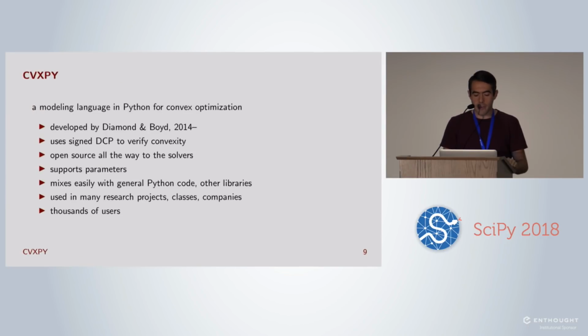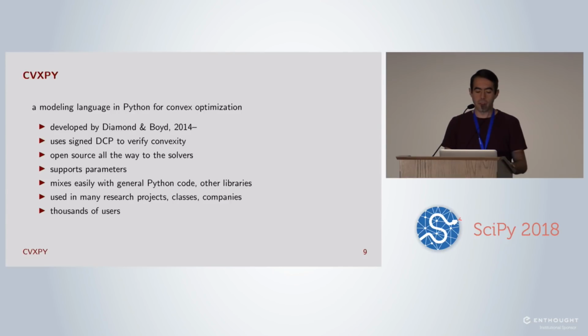Well, let me talk now about CVXPY itself. So CVXPY is a modeling language developed in Python for convex optimization. I started it about 4 years ago when I first started working with Stephen Boyd. It uses disciplined convex programming as well as certain analysis of things like the signs of expressions, and there's a bit more now, but that's essentially what it looks at, signs and then curvature, to verify convexity. It's open source, all the way down to the solvers. So it itself is not a solver. That's an important clarification. It's a modeling framework, but it connects to many different solvers, including many open source ones.